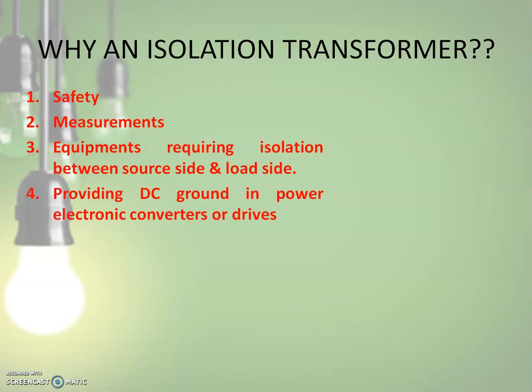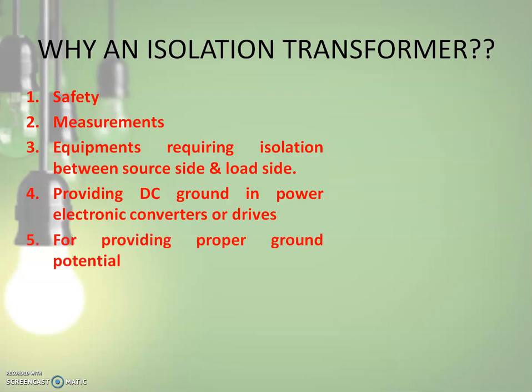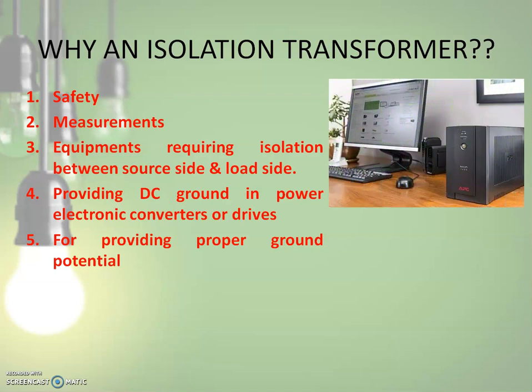And also for providing DC ground in power electronic converters or drives, because in power electronic converters they consider a SCR based single phase converter which converts AC into DC. In this case, say if the AC side is grounded and we need grounding on the DC side, it makes issues because the common grounding can be shorted. So we need not have an AC ground. So to avoid the AC ground, we can use an isolation transformer with secondary not grounded. So then we can connect the DC to ground. And again, for providing proper ground potential.